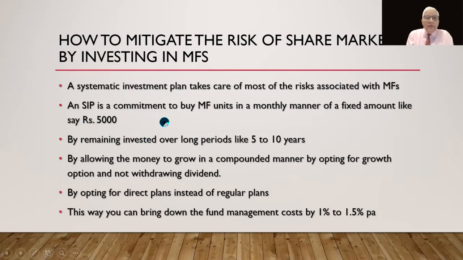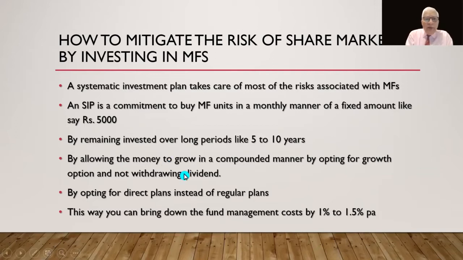A systematic investment plan is a commitment to buy mutual funds in a monthly manner of fixed amounts, like let's say 5,000. By remaining invested over long periods such as 5 to 10 years, as we have just seen, the chances of the capital being eaten are very low. The returns have hardly been negative over a 5-year or 10-year period. For a 10-year period, they have never been negative. Over a 5-year period, they have been negative on 3 occasions out of 37 occasions.